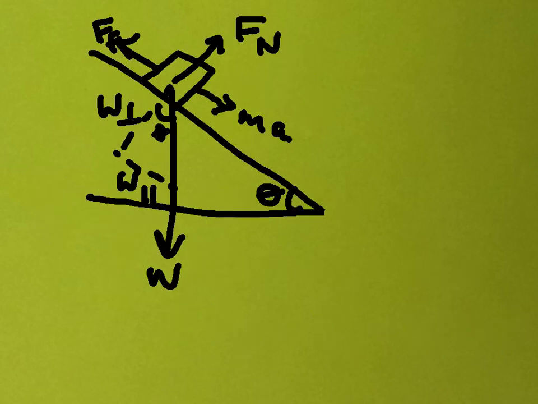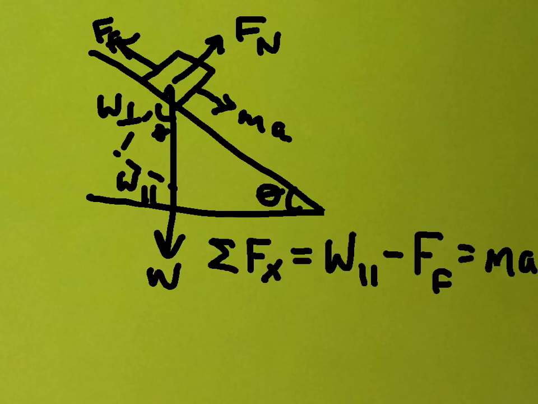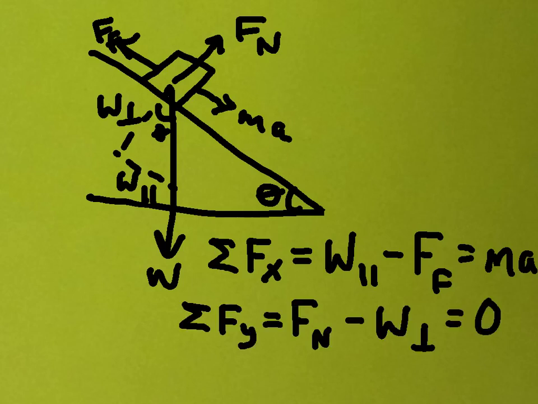The same holds true even if the object is on an incline. Now the sum of our horizontal forces are the parallel component of weight, which is weight sine theta, minus the force of friction in the opposite direction, which would equal ma. The net forces in the y direction will be the normal force minus the perpendicular component of weight, which is weight cosine theta, equal to 0 since it's not jumping up and down.